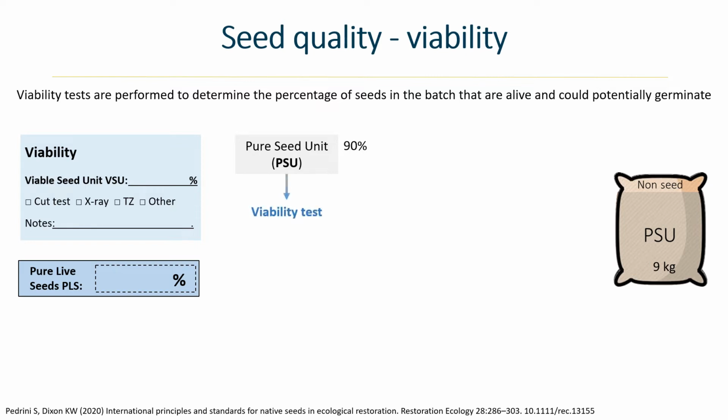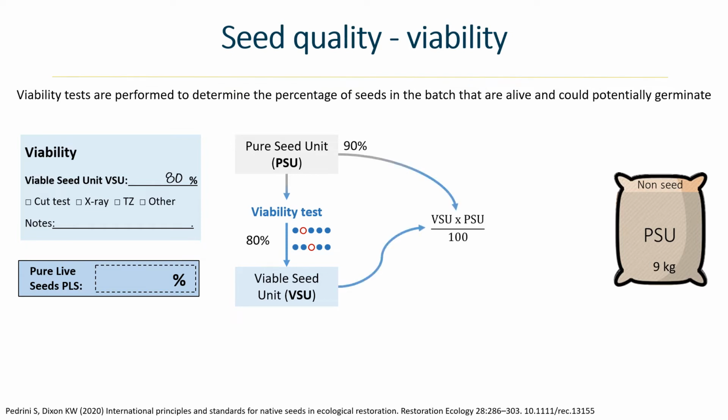From the pure seed unit, you can then calculate, using various tests like germination, tetrazolium, or X-ray, the viability of this batch. In this example, it's 80%. This, however, is the viability of our pure seed unit, and we need to relate it back to our batch. To do so, we multiply the pure seed unit percentage by the viability percentage, and we then obtain a value called pure live seed, in this case 72%.